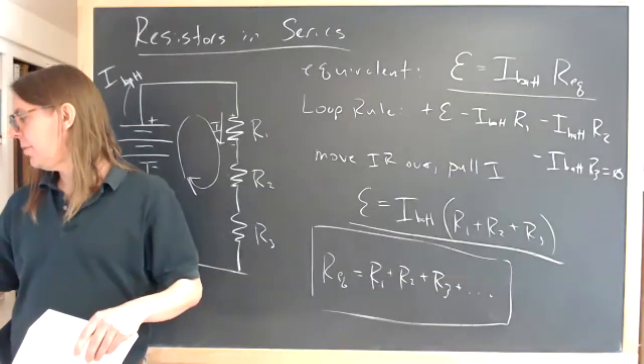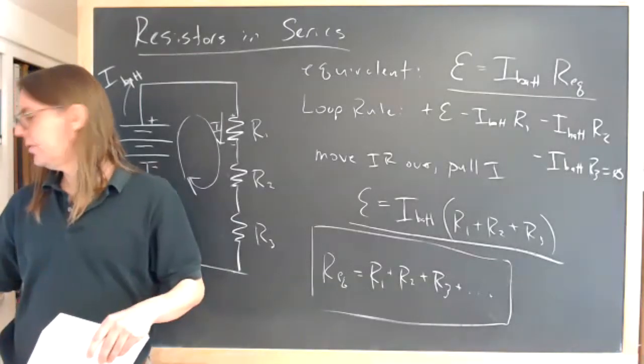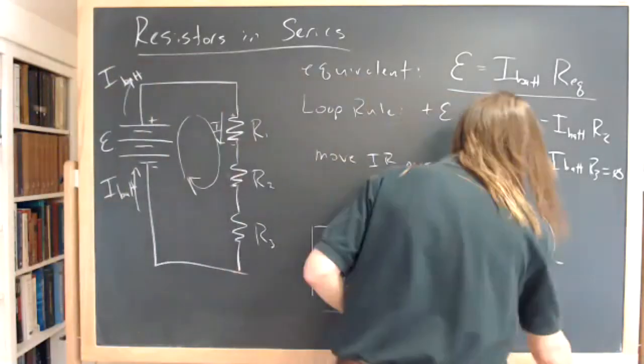Can you please explain the positive and negative delta V on the resistors again? Yeah, now let's just zoom in on a resistor here.